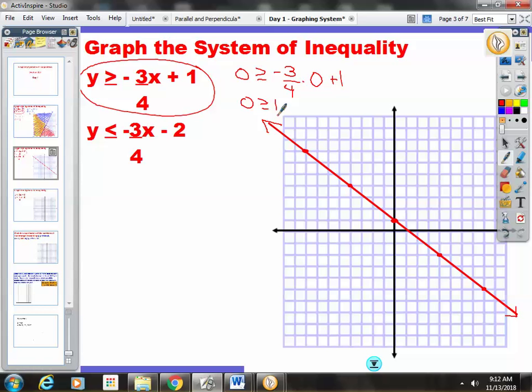So I have 0 is greater than or equal to 1. True or false? Oh, that's false. So we don't want to shade the side with 0, 0. We want to shade the side opposite of 0, 0. So that would be the top of my graph.